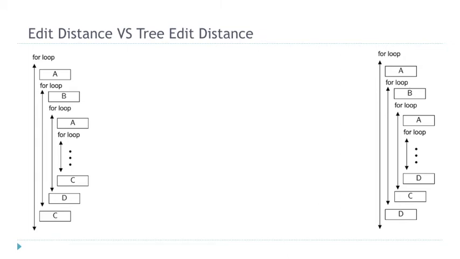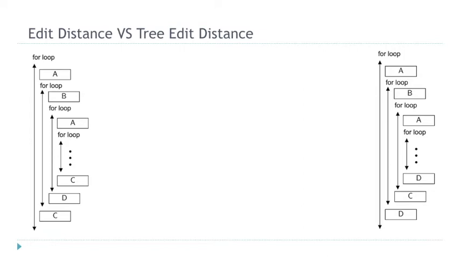Okay, so let me tell you how edit distance differs from tree edit distance. Let's say you have two codes. One of them is shown on the left, the other one is shown on the right. And they're both basically a bunch of nested for loops. For the first code, you always start with a block A and end with block C, or start with block B and end with block D. And basically, you alternate between these blocks. For the other code, you start with block A, end with block D, or start with block B and end with block C.